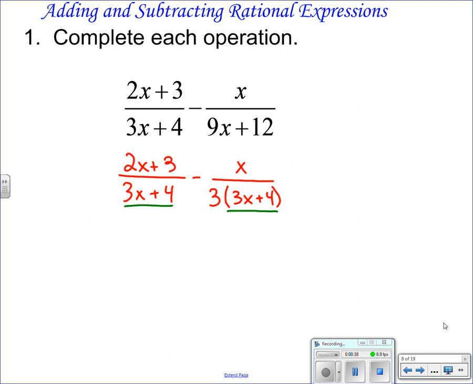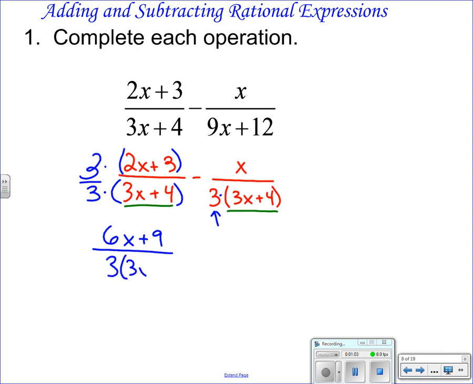There's also another piece that you need. You need times a 3, because remember, factors are things that are multiplied together. So I need to multiply the top and bottom of the first fraction by 3 over 3. So we get 6x plus 9 over 3 times 3x plus 4. Again, don't multiply out the bottom, because we're going to end up factoring in the end to see if we have any common factors that we can factor out.